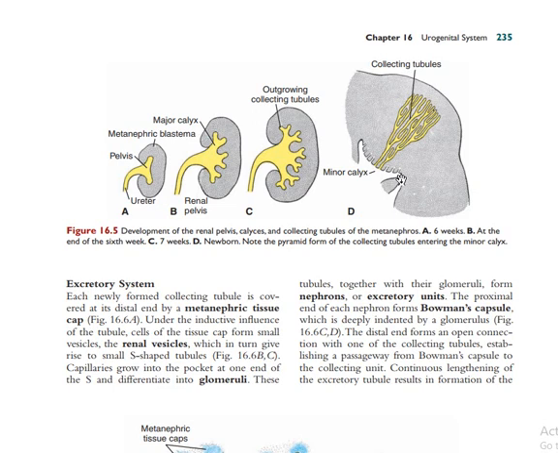And after the production of the minor calyxes, you are going to have the production of the collecting duct, sealed by the initial tissue coming from the ureteric bud.